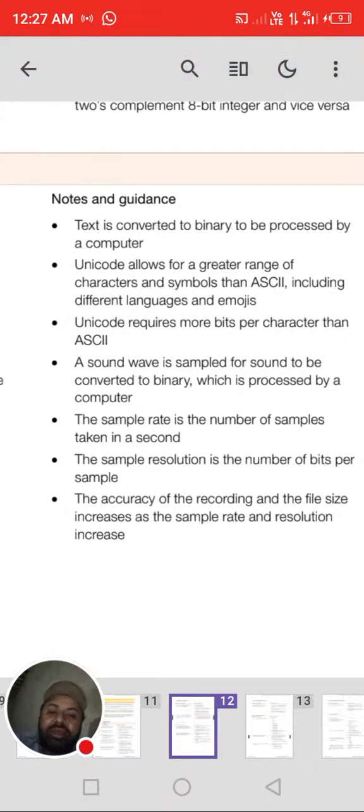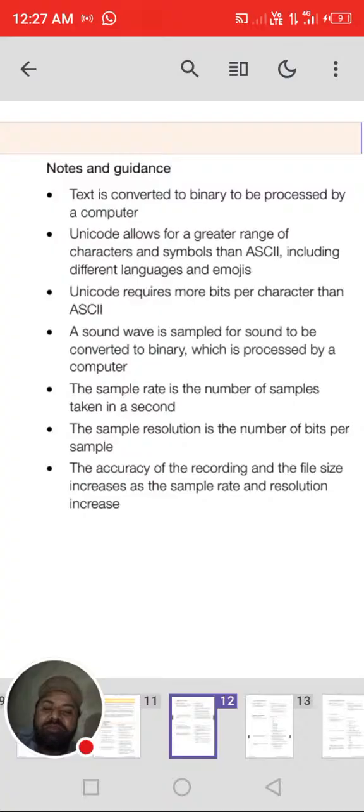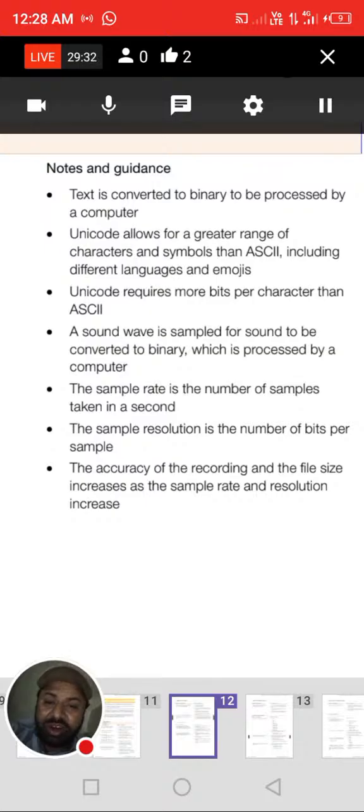And then there is the number of samples taken in a second. The sample resolution is the number of bits per sample. So if we take some part from a sound wave, the number of samples we take in 1 second is the sample rate. Understand it. This is a basic concept in sound and communication. And sample resolution is the number of bits per sample. It's very important: how many bits are there in one sample? The number of samples in 1 second is the sample rate, and the number of bits per sample is the sample resolution.